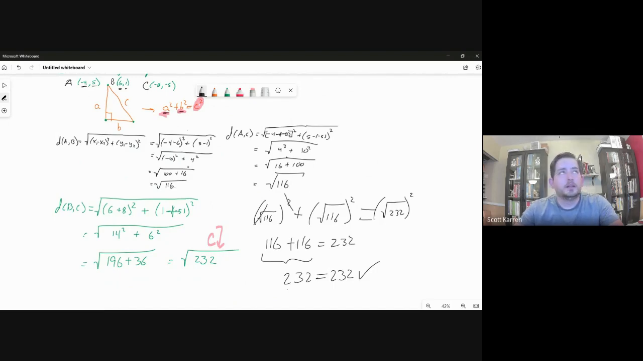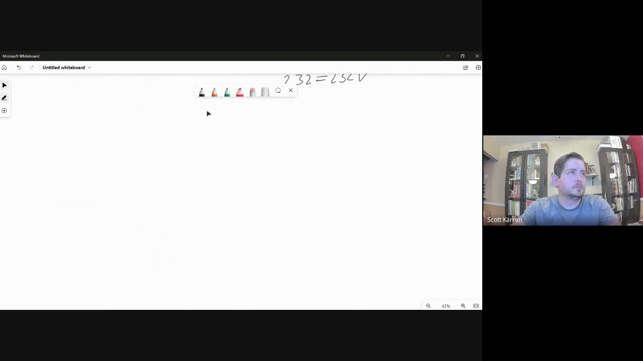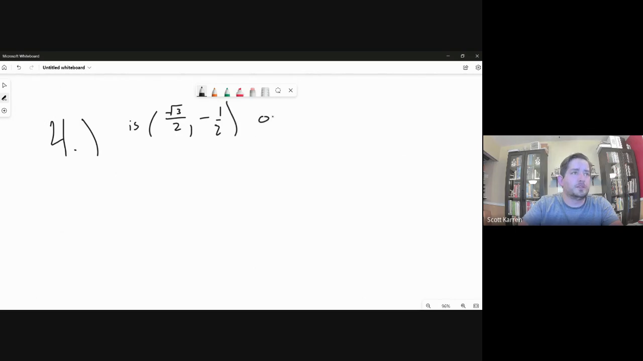Okay. Let's look at problem 4. So problem 4 says, is the point the square root of 3 over 2, comma, negative 1 over 2 on the unit circle? And it tells us that the unit circle is the circle centered at 0, 0, with a radius of 1.